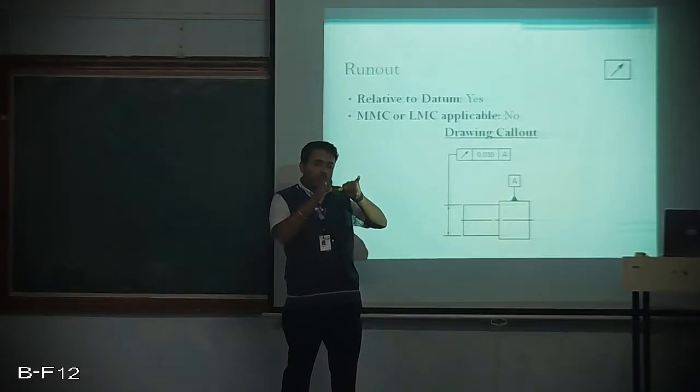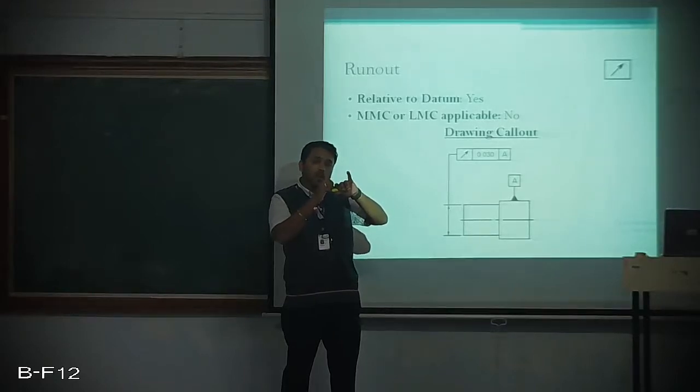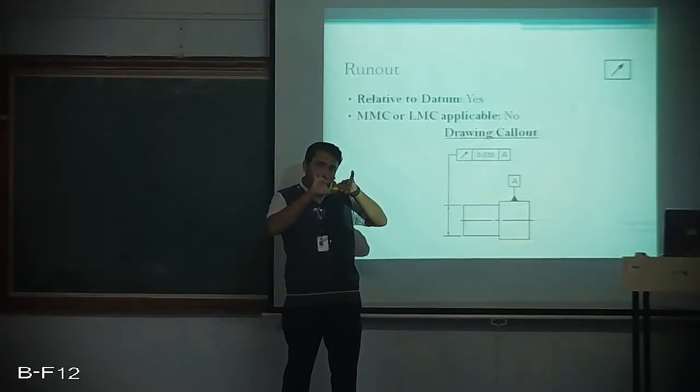Runout means if I place a gauge and if I rotate the part by 360 degrees, what is the variation that I am going to get? So this variation has to be within 0.030 with respect to this.